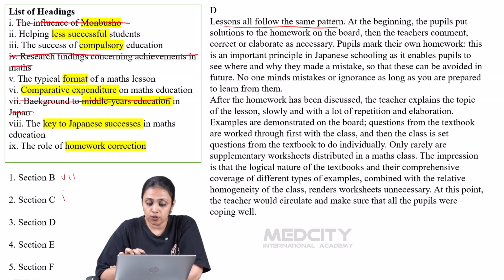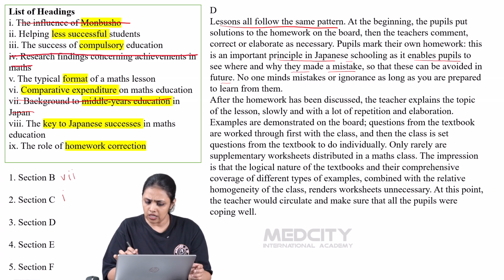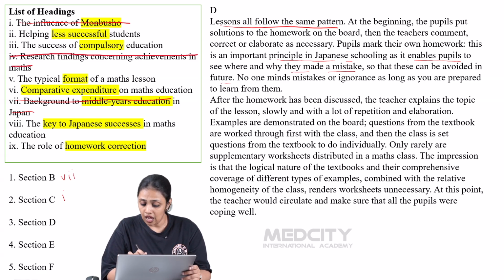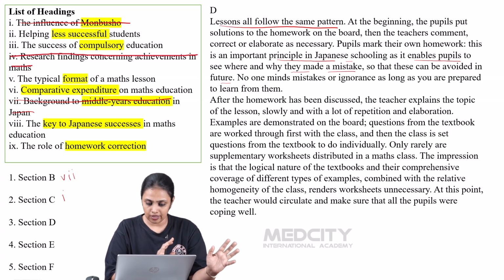At the beginning, the pupils put solutions to the homework on the board. Then the teachers comment, correct and elaborate as necessary. Pupils mark their own homework. This is an important principle in Japanese schooling as it enables pupils to see where and why they made mistakes so that these can be avoided. So something regarding the homework is also mentioned, and the importance of homework correction, because of how it helps the students. And we have another option regarding that: the role of homework. So this is there, and something regarding the format of a maths lesson. Okay, we have 2 now in the bucket.